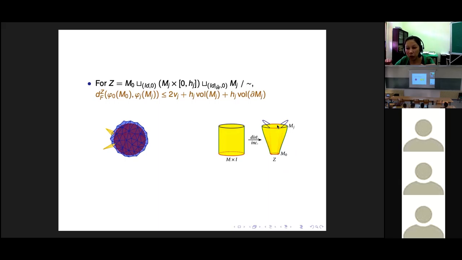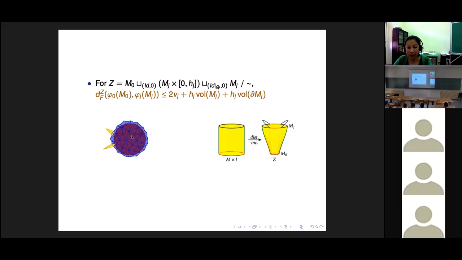And remember that we glue MJ to this part, but actually we just identify points in WJ. So because we only identified points in WJ, that's why we have this other thing and this other thing coming here. And we can play the same game as when we had a cylinder and calculate the flat distance of this type of picture. And what we get is, well, this part that looks like what we have in the cylinder. So the height times the volume of the manifold plus the height times the volume of the boundaries. But then we get this extra part because we have these things coming out from our metric space set, okay?